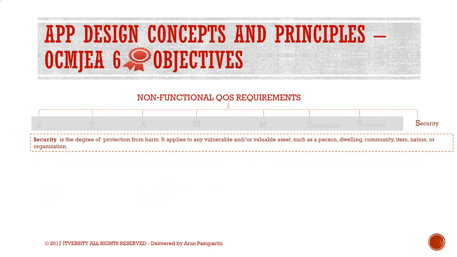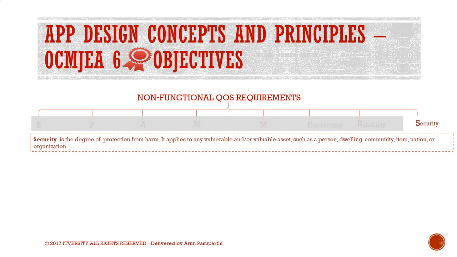The next aspect is security. Security is the degree of protection from harm. It applies to any vulnerable or valuable asset, such as a person, dwelling, community, item, nation, and so on, right? But what is security in general? Security is about protecting your resources from unwanted, malicious attacks and unwanted requests whose primary focus is to take your system down or break your system or try to expose data in your system.